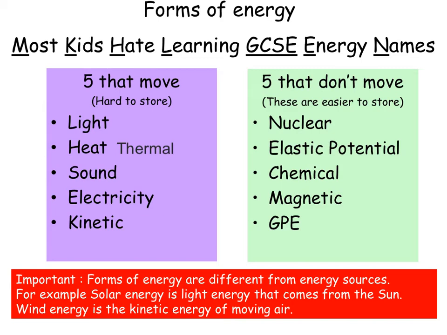Just running through where you get them from. So I've broken these down into 5 things that move, which these types of energies compared to 5 that don't really move. These are better as stores of energy. Okay, and you can see that, so light energy is the sort of stuff we get given out as light bulbs, so it travels as light photons.